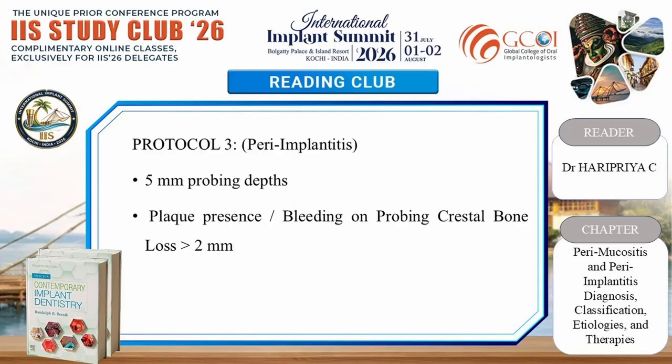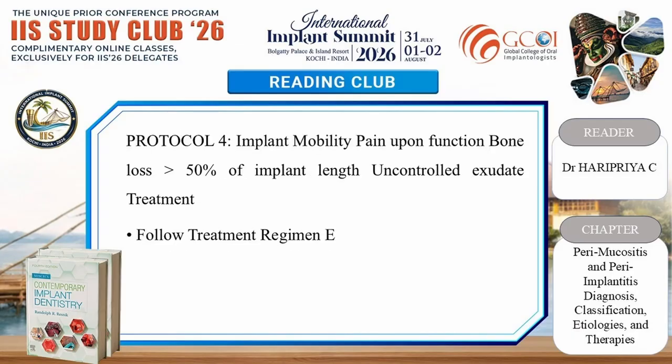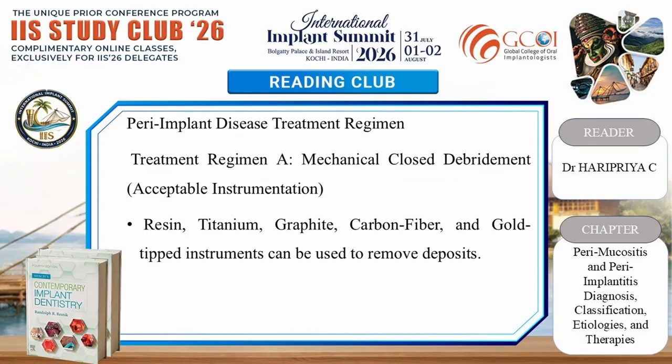Protocol number 3, peri-implantitis: 5 mm probing depth, plaque presence, bleeding on probing, crestal bone loss more than 2 mm. Treatment: follow treatment regimens A, B, C and D, increase hygiene recall frequency to approximately 3 months and increase home care education. Protocol number 4: implant mobility, pain upon function, bone loss greater than 50% of implant length and uncontrolled exudate. Treatment: follow treatment regimen E.